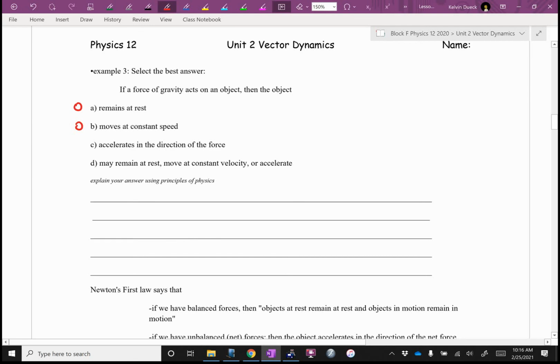Obviously, C, accelerates in the direction of the force. I got 1, 2, 3, 4, 5. And D. Convince me.